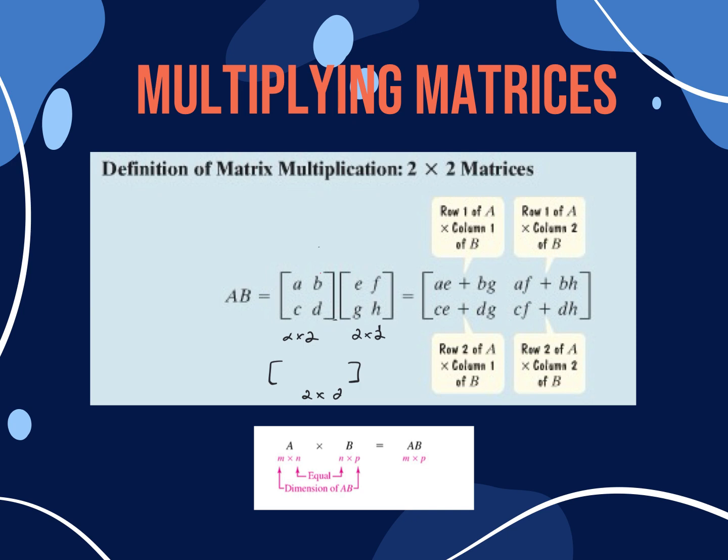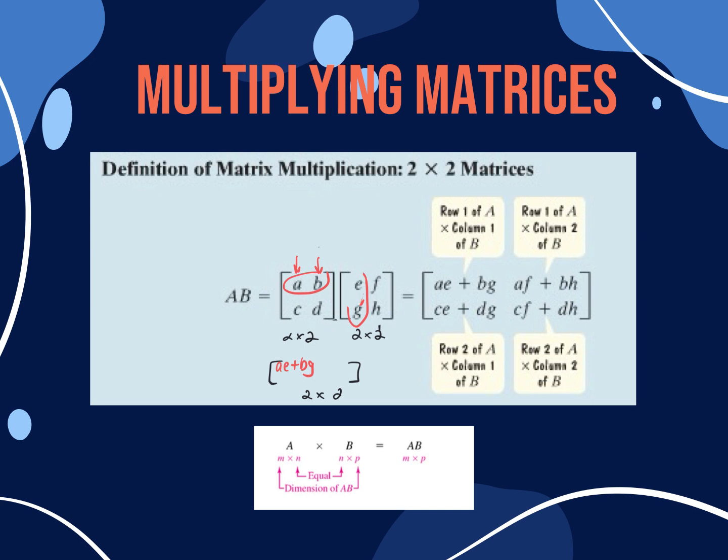So when I do this row and this column, I'm going to start and I'm going to do the first letter to the first letter. So I'm going to do A times E, okay? So I'm going to do AE plus, and then I'm going to do this letter times this letter, which is BG, okay? So AE plus BG, okay?